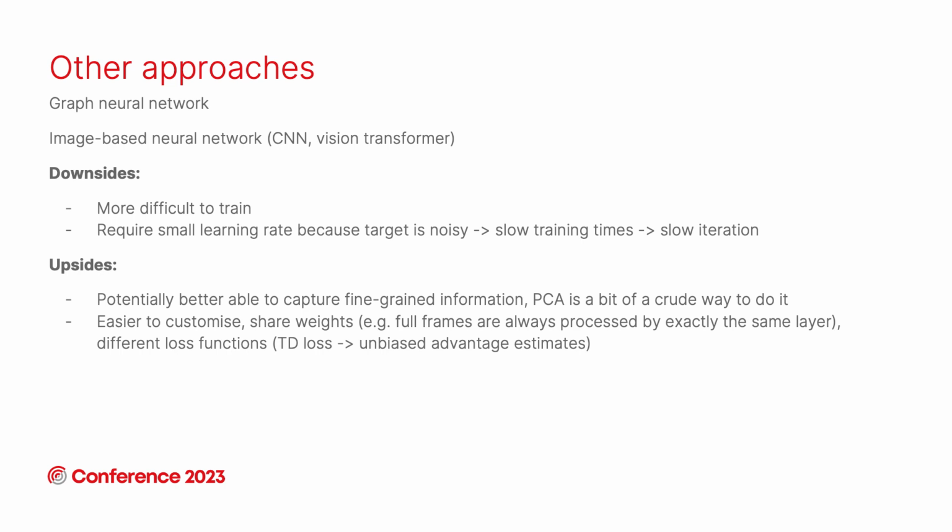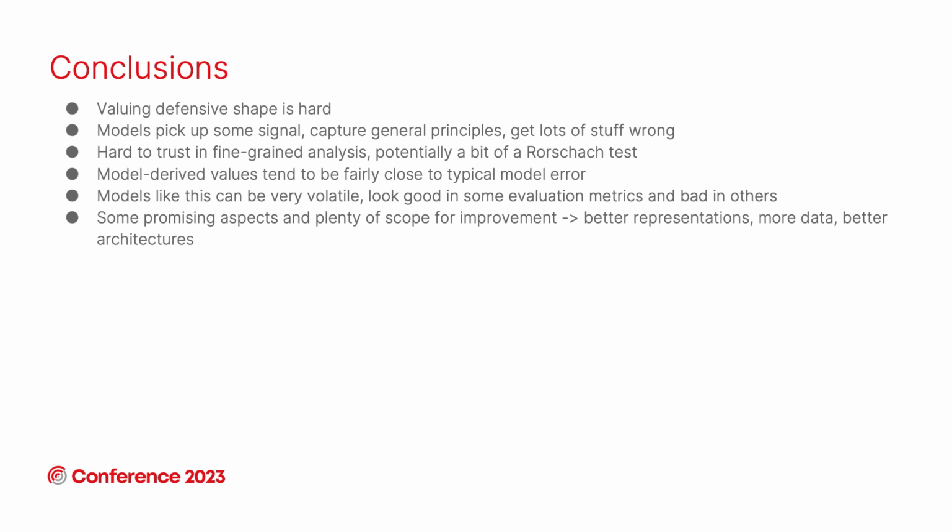So you need to set a small learning rate. That means it takes ages to train. That means it's slow to iterate on the model and try and improve it. So yeah, I think potentially more flexible, but more difficult to get to the point where it works as well as you want to. So overall, my takeaways from working on this are that this is a hard problem.